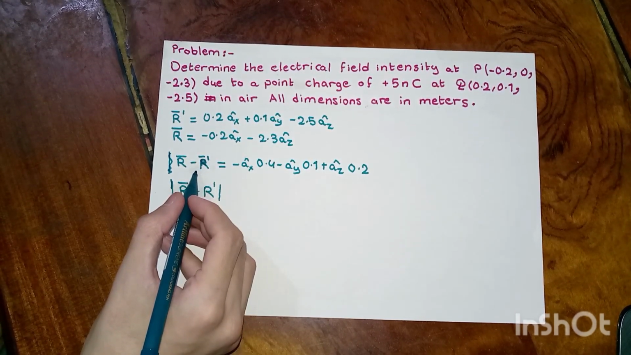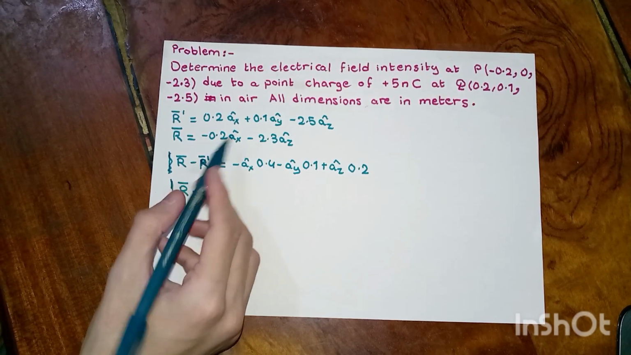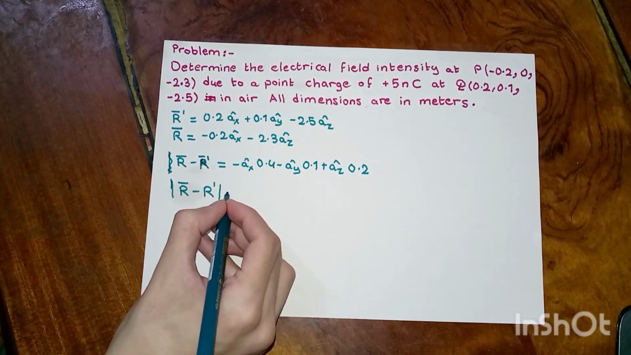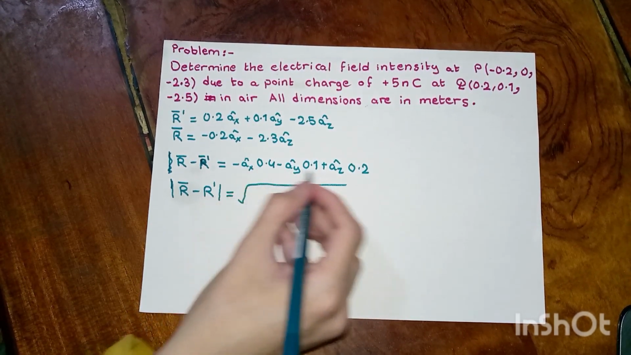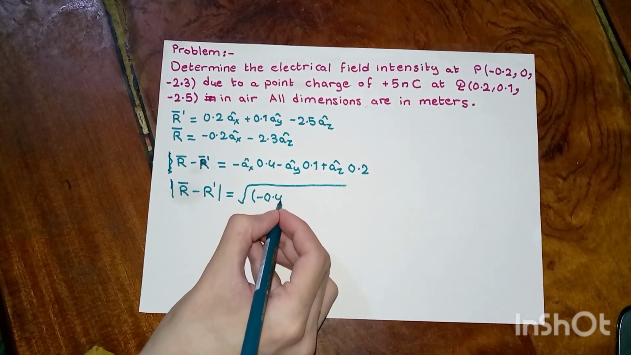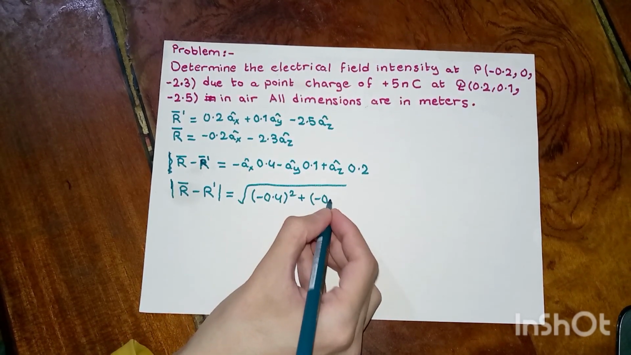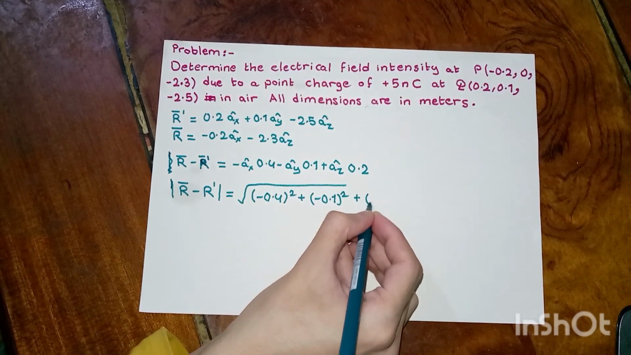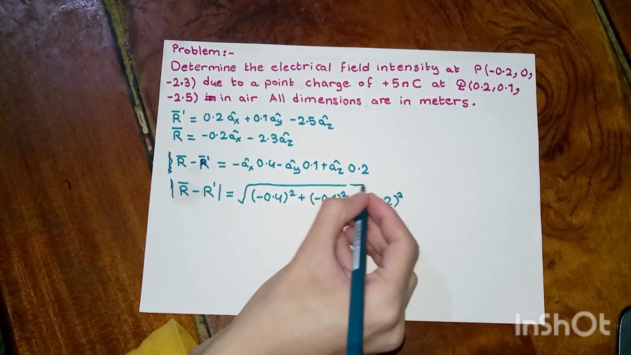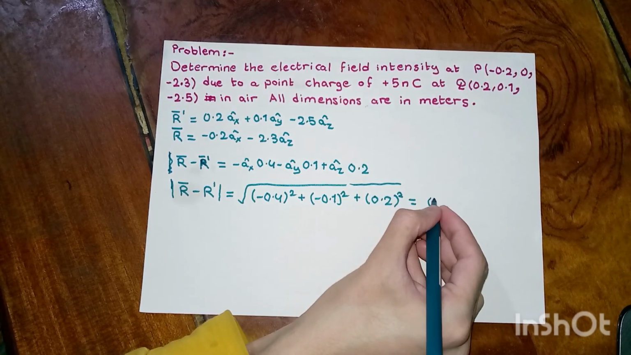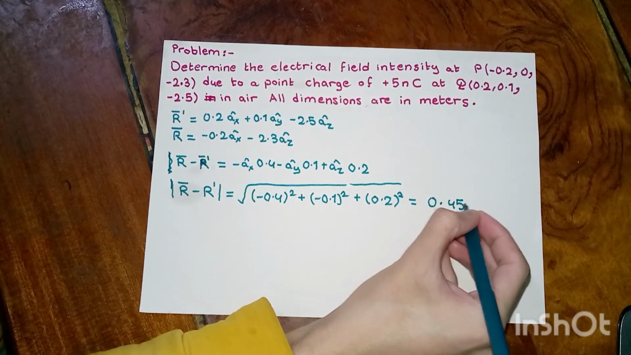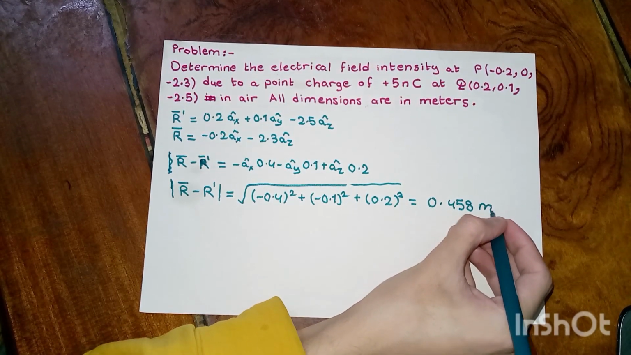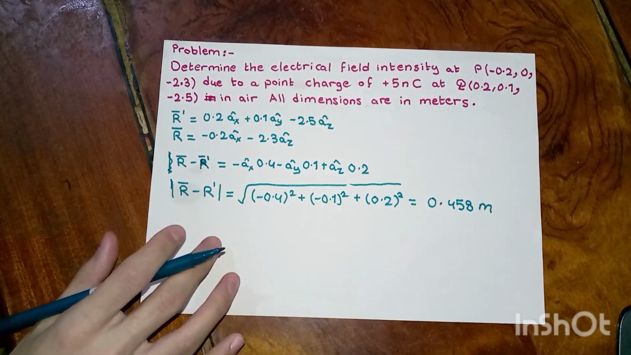This vector is the displacement between the charge and the point, and the modulus is the distance. To find the modulus, we find the square root of the summation of the square of each component. We have 0.4 squared plus minus 0.1 squared plus 0.2 squared, and the answer is 0.458 meter. Now we have all the parameters that we need to find the electrical field intensity.